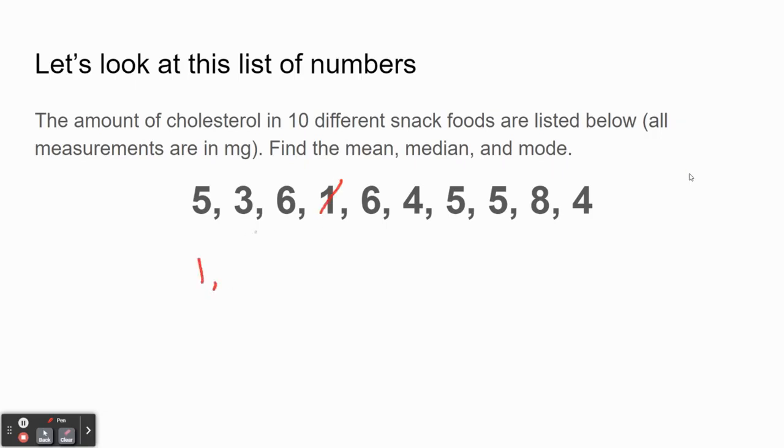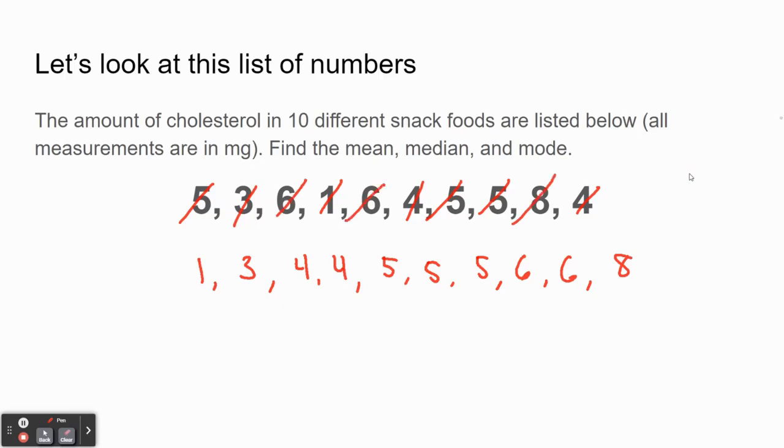I see that we have a 1. The next one is a 3. Then we have 2 4s. So we can cross both those off. Then we've got 3 5s, so 5, 5, 5, 1, 2, 3. Then we have 2 6s. And then lastly is our 8. So this is going to help us find all 3 of these statistical values that we want to find. Pause the video, write these down, because we're going to use them in a second.